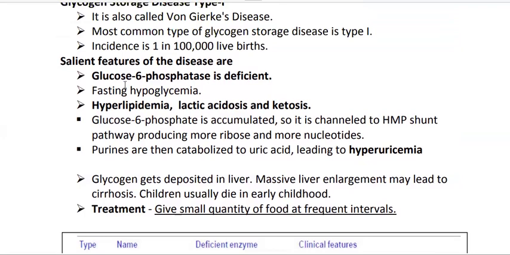Salient features of the disease: glucose 6 phosphatase is deficient, fasting hypoglycemia, hyperlipidemia, lactic acidosis, and ketosis. Glucose 6 phosphate is accumulated, so it is channeled into the HMP shunt pathway, producing more ribose and more nucleotides. Purines are then catabolized to uric acid, leading to hyperuricemia. Glycogen gets deposited in the liver. Massive liver enlargement may lead to cirrhosis. Children usually die in early childhood. Treatment: give small quantities of food at frequent intervals.